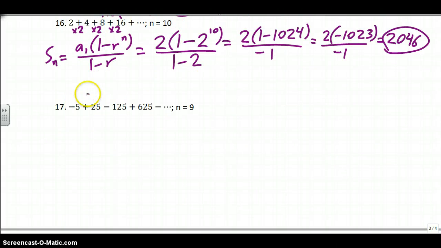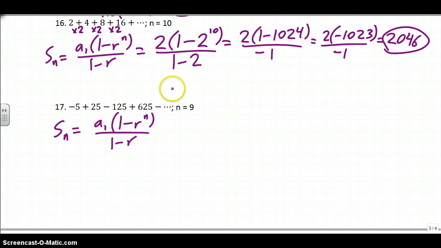17, let's see, negative 5 plus 25 minus 125. Doesn't seem like I'm adding the same number. In fact, I notice that it alternates between negatives and positives, so it has to be geometric. So this formula, again, a1 times 1 minus r to the n over 1 minus r.